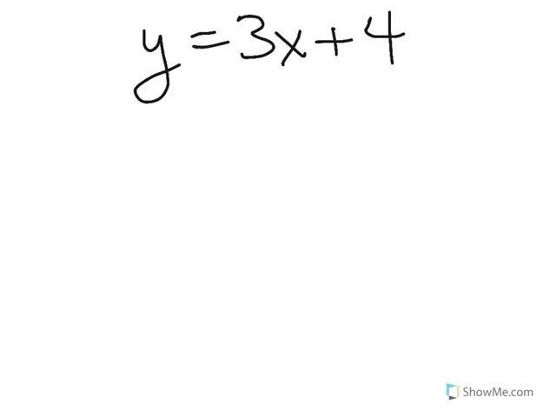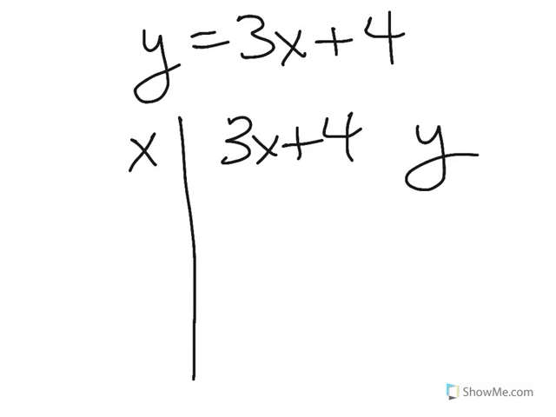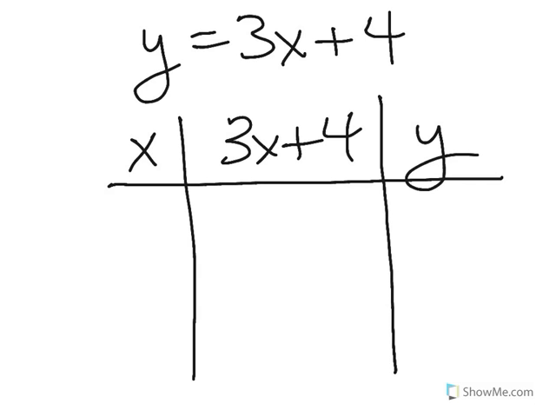So we need a table which will help us calculate these values. I like to make a table like this one, where x is on the left, 3x plus 4 has its own column where we do our thinking and calculating, and then the result of our calculation appears on the right for y.